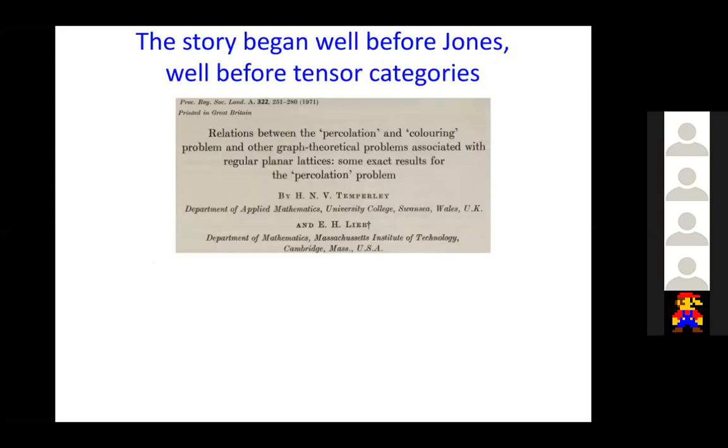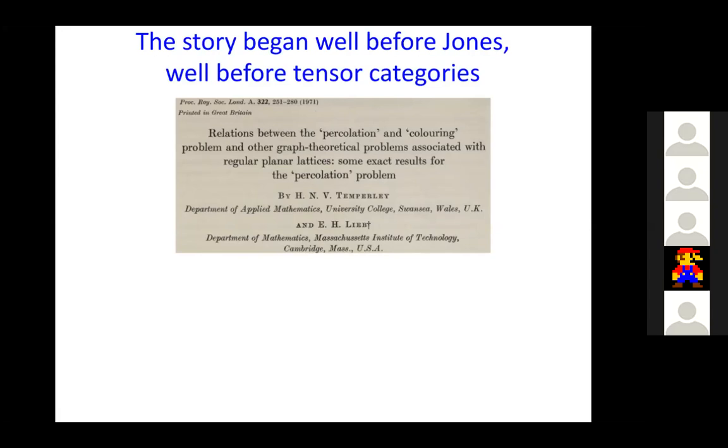So let me go way, way back to 1971, if you can see up on the top there. Yeah, so I have a cursor. So 1971, there's this amazing paper written by Temperley and Lieb. There's a Wales connection, so even though we're all over, since the seminar is being hosted in Wales, this is highly appropriate.